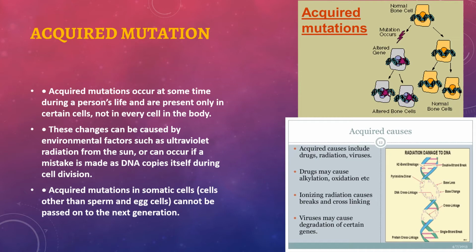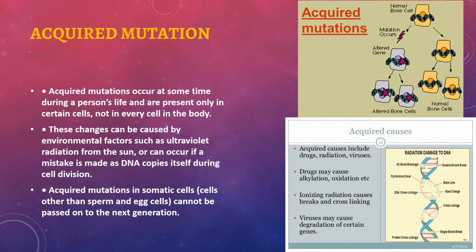So acquired mutation can occur because of environmental factors which can cause changes in the DNA, or it can be because of mistakes when the DNA copies itself during cell division. Acquired mutations in somatic cells, that is cells other than the sperm and egg cells, cannot be passed on to the next generation. Somatic cells are nothing but cells apart from the sperm and the egg cells.